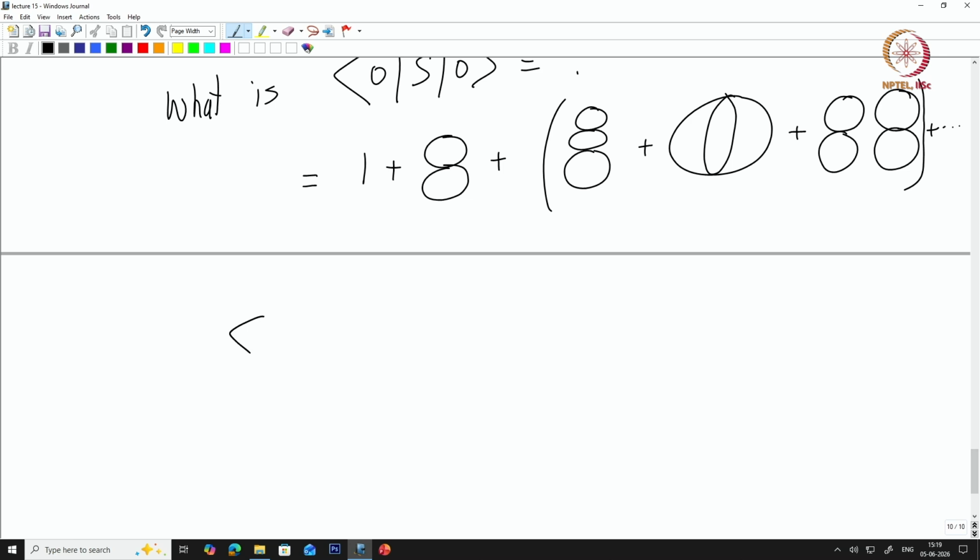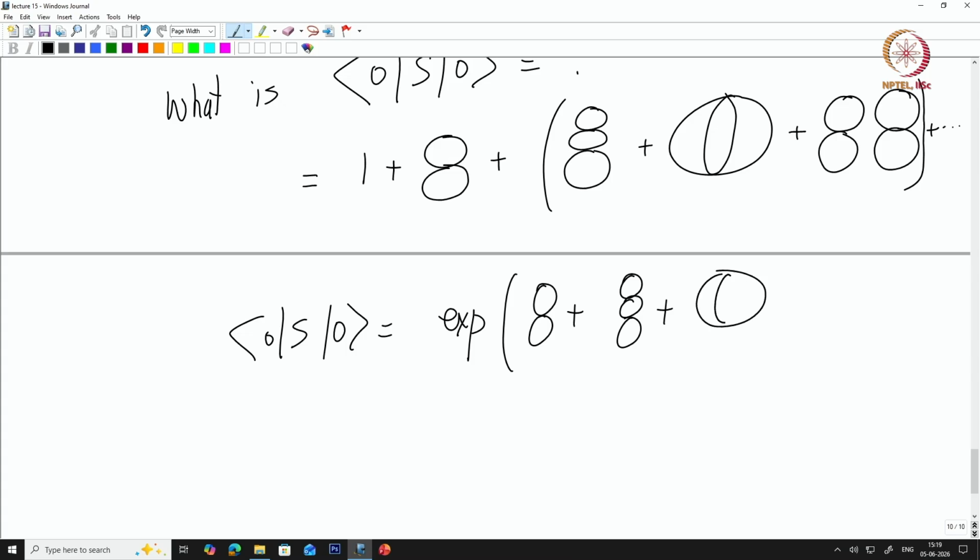So, this is exponential of that is it. So, this is the vacuum amplitude: the amplitude of the vacuum of the free theory to evolve into itself is the exponential of all possible distinct bubbles.